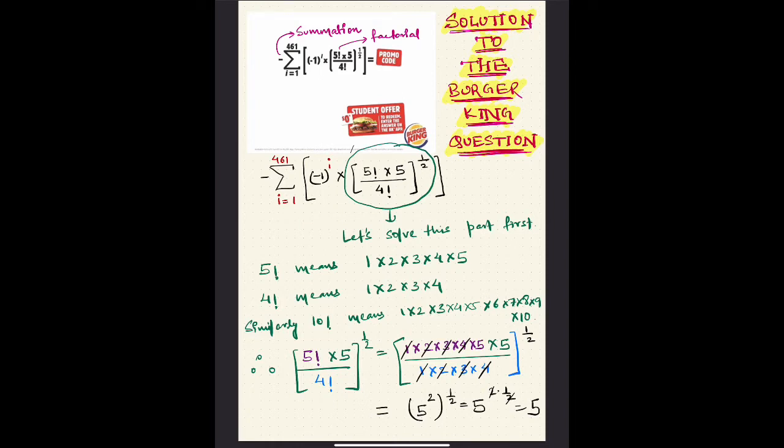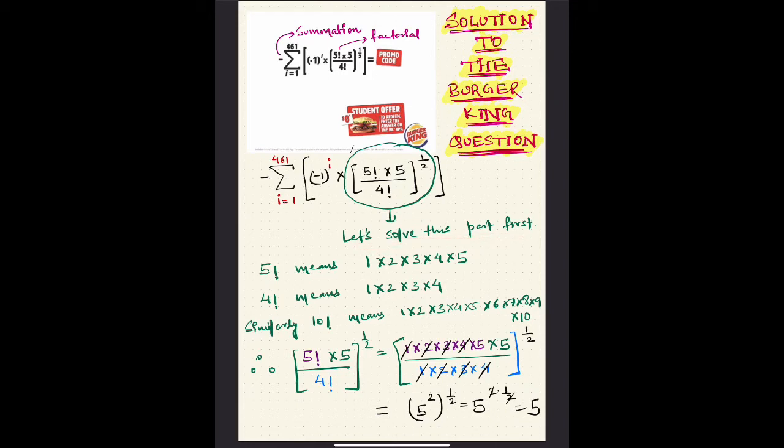At the same time, let's try to understand what we mean by summation and what we mean by factorial in order to solve this question. So I have written down the question here. You can see the entire question written here. First of all, let's try to solve this green portion that I have marked here. Let's try to solve this part.